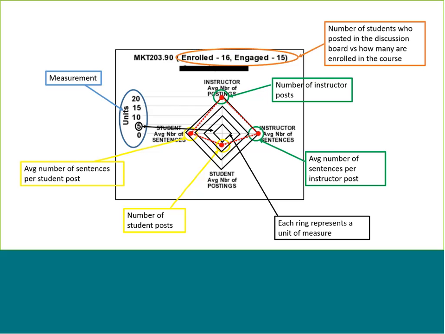Everything above 20 will show up as 20. You need to know also, if you see something at 20, either the number of postings or the length in sentences, you will never know whether it's exactly 20 or above 20. But for the sake of our purpose, if it's 20 or above, we really don't care, we know it's good.